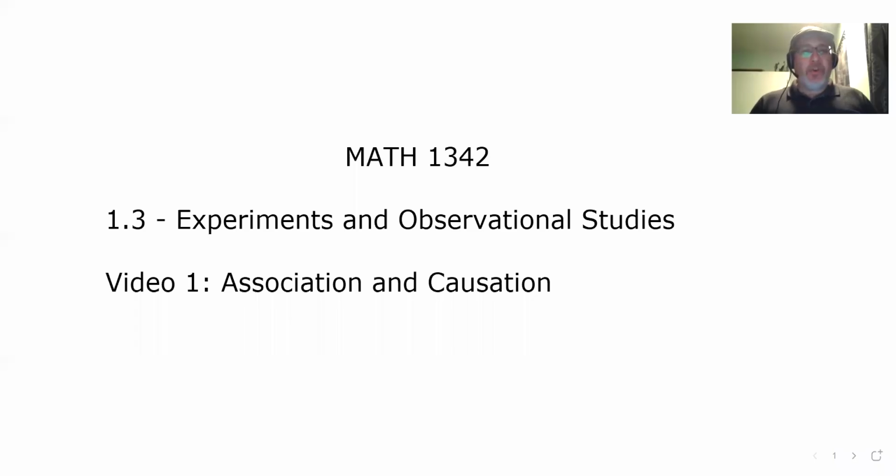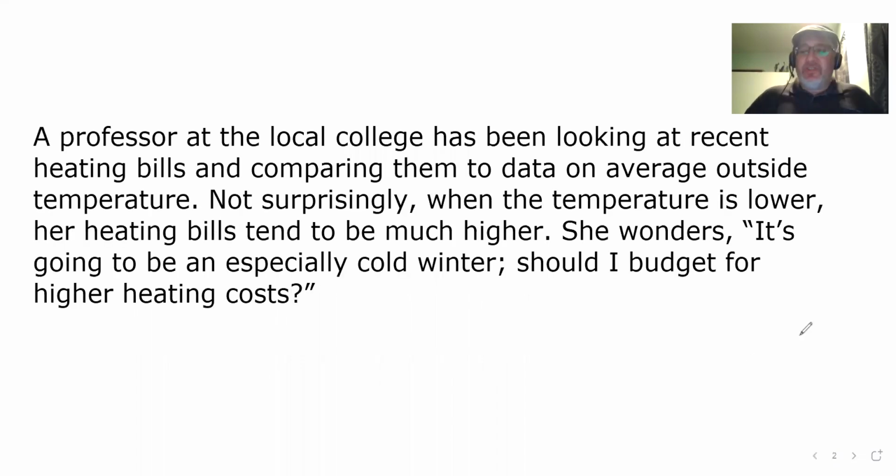Math 1342, Section 1.3, Experiments and Observational Studies, Video 1, Association and Causation. I do expect this video to be a little bit longer than the previous one because there are several examples that we're going to look at. All right, so first let's take a look at some scenarios to get the idea of association and causation, and then we'll define each one.